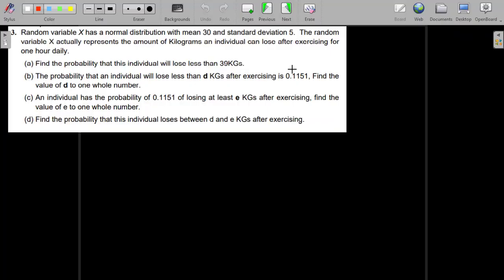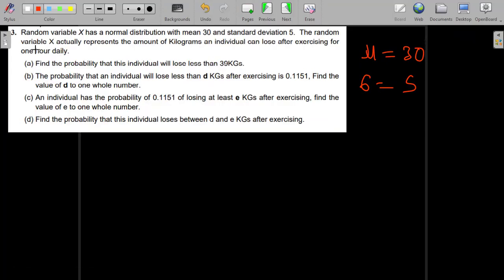Right, so we continue with question 3. They're saying a random variable X has a normal distribution with mean 30 and a standard deviation of 5. So this is not 6, guys. This is a symbol called sigma. It represents the standard deviation. Right, so that's what we have.